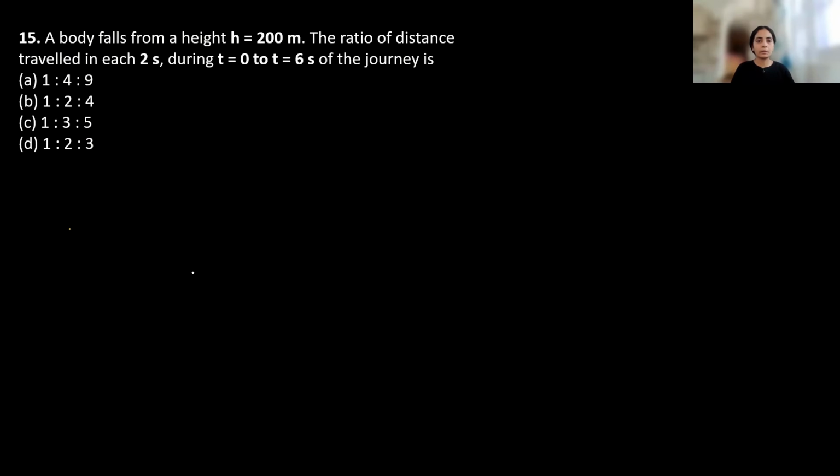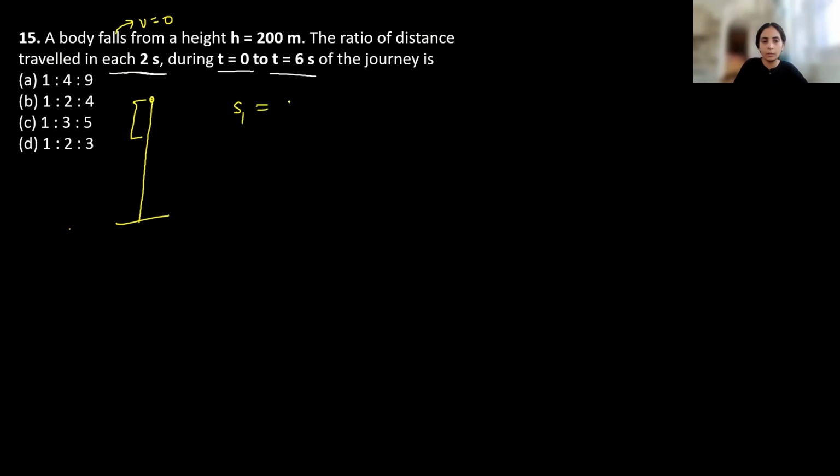Okay, now let us talk about this one. A body falls from a height h equal to 200 meter. The ratio of distance traveled in each 2 seconds during t equal to 0 to t equal to 6 second of the journey is. So in each 2 second it is getting asked. अब आप देख लो, body falls. So initial velocity is what? 0. Okay, and let's talk about, I mean, it is falling from here. Let's say. So in first 2 seconds, by what distance it will fall through? So let us indicate it as S1.